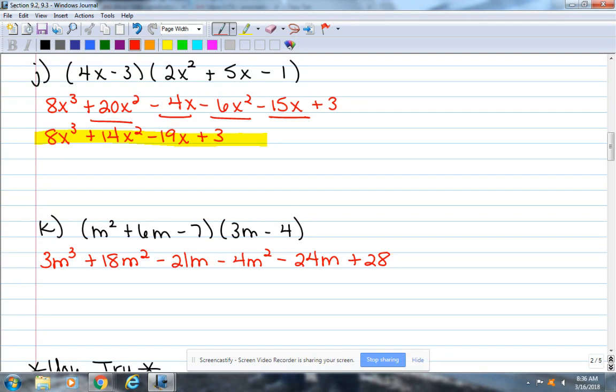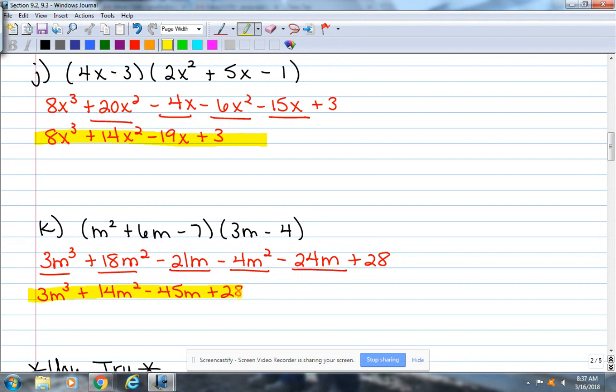Like terms, what's my highest exponents? M to the third power, so copy it. Because it has no like term buddies. And then we do the squares. So what's 18m squared minus 4m squared? Positive 14m squared. What's negative 21m minus 24m? Good. And then I put my plus 28 on the end. Any questions? Y'all think y'all can handle that? We're going to skip the you try, actually.